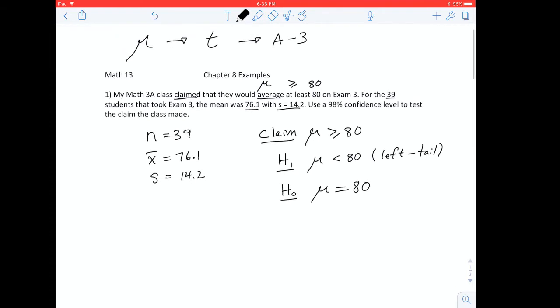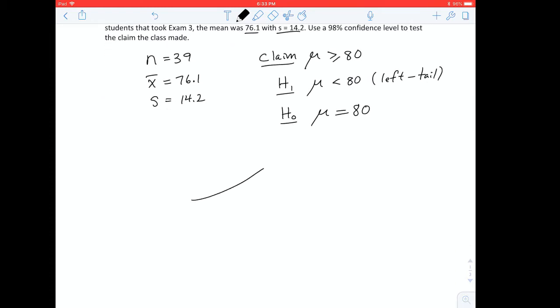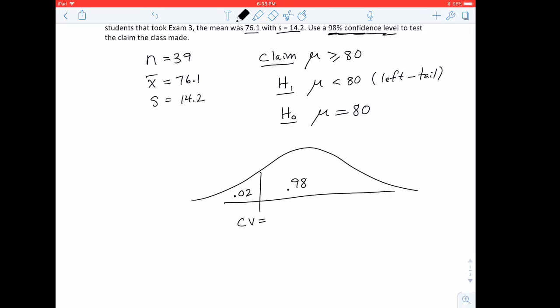Okay, the next thing to do is draw the t distribution, which looks like the normal distribution. This one is left-tailed, and over here I said to use 98% confidence, which means this side is 0.02 and this side is 98. Now we'll look up the critical value. So that's table A3. And for A3, we need the degrees of freedom, which is n minus 1, so it's 38. So we need 0.02 and 1 tail, and degrees of freedom is 38.